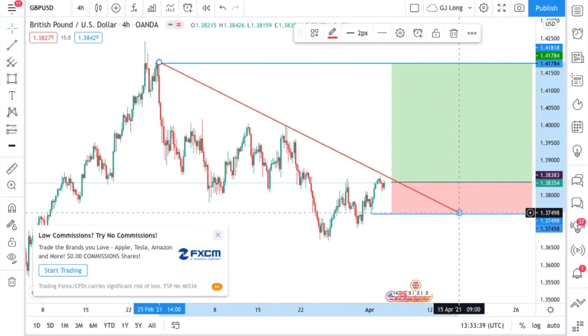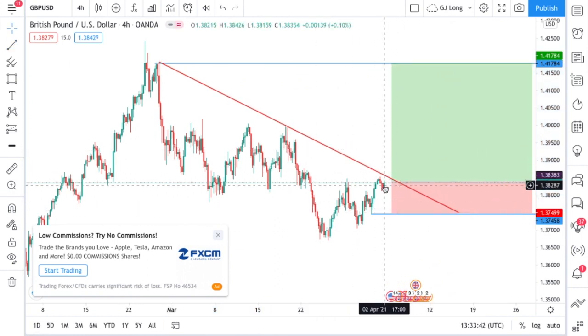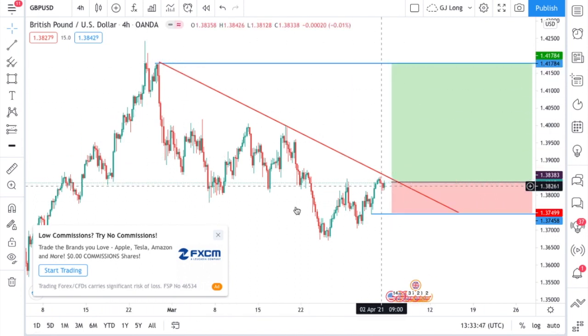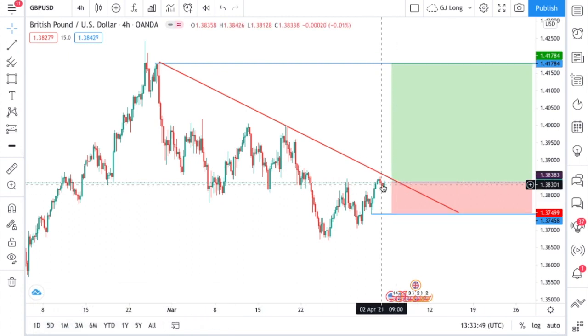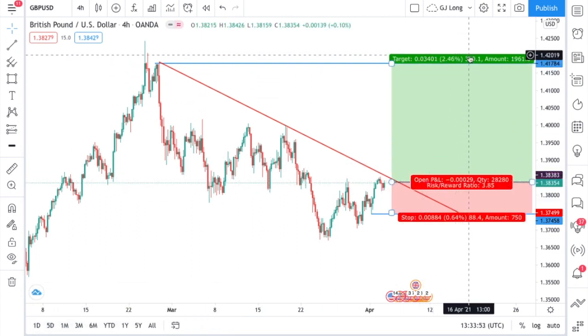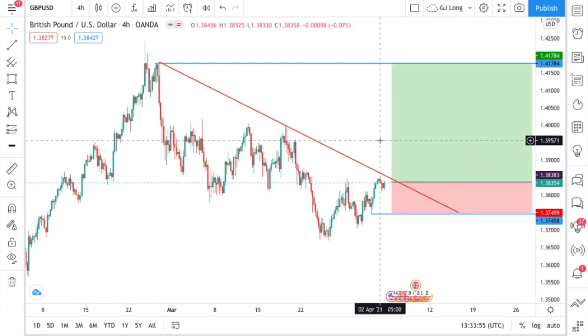You can also wait for it to close above this falling resistance level. If it closes above and then comes back to retest, then it's a safe buy. Then we're going to take our profits all the way up there.